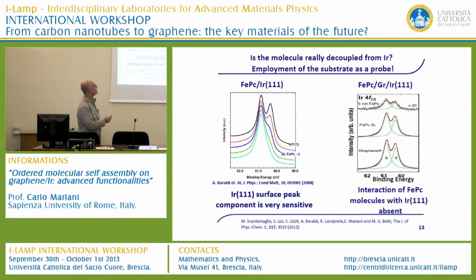But what happens on graphene on iridium? You still observe the surface core level of iridium even below 50 angstrom of phthalocyanine layers. So there is an actual decoupling of phthalocyanine from the metal. And that's important if you want to exploit the phthalocyanine magnetic state.